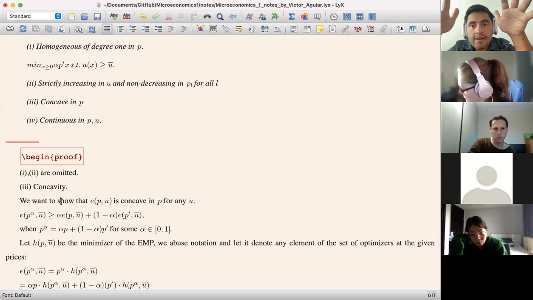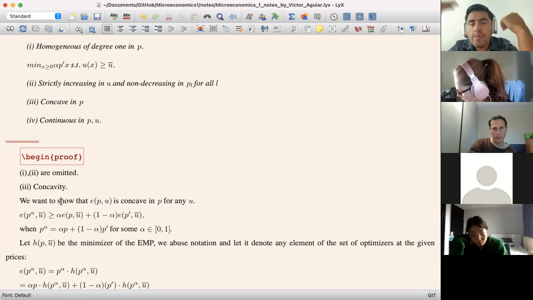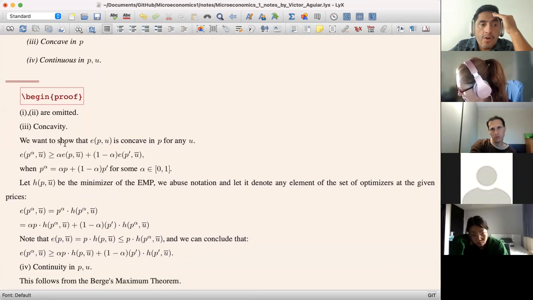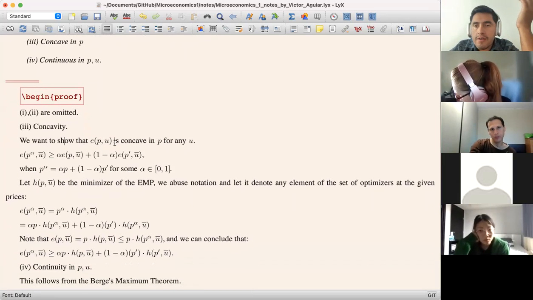Right now it's not clear yet, of course, but we will make the link clear, okay? For now, let me prove to you that expenditure is concave. So now we want to show that expenditure is concave. What does it mean to be concave?